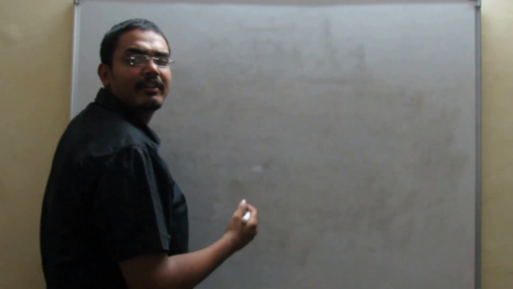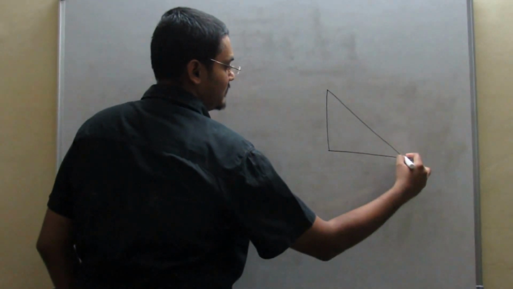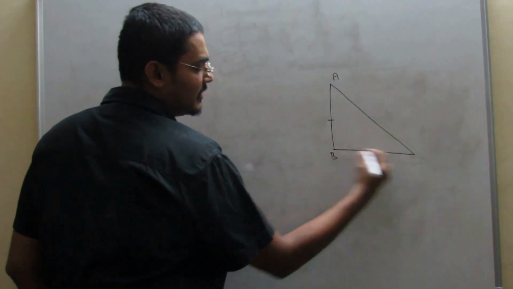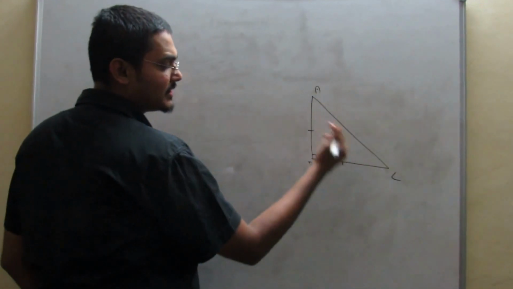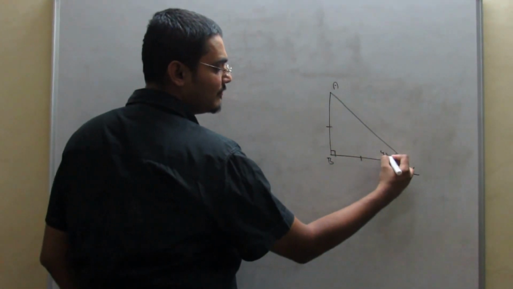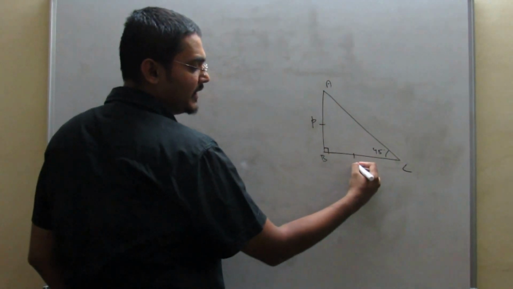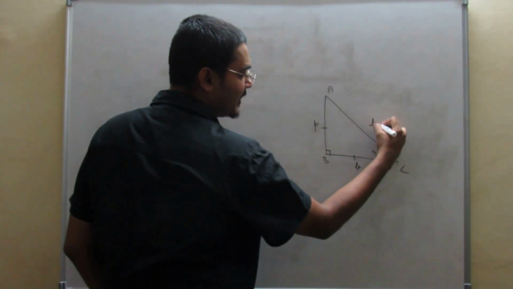Let's start with 45 degree angle. I take one right angle triangle, isosceles right angle triangle ABC. If this is an isosceles right angle triangle, this is 90, these two angles are equal and they will be 45 each. So if I talk about this angle, this will be my perpendicular, this will be my base. Obviously perpendicular will be equal to base and this will be my hypotenuse.